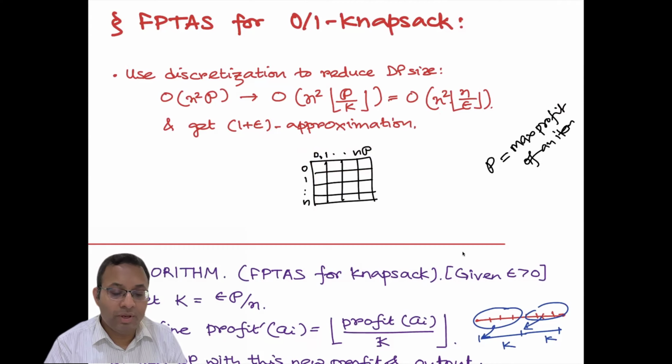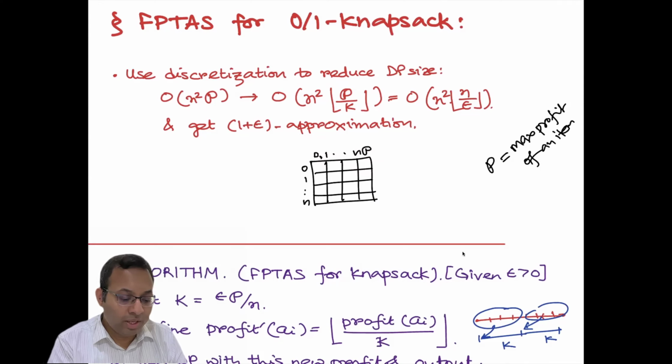So there were np entries, and p is numeric data which has log p bits, so it's exponential time in terms of log p. What we want is polynomial time. We don't want so many rows, which is exponential in terms of the log p input size, but some polynomial number in terms of n.